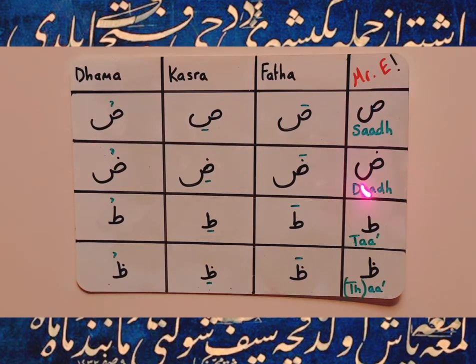Then we've got the letter dad. Again, it's not a sharp D, it's more of a heavy sound to the D, so dad. And for the dad, we've got da, di, do. Same as we had sa, si, and so.